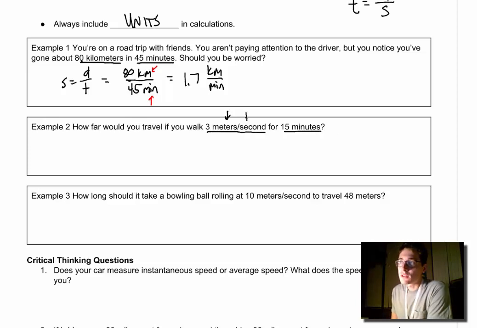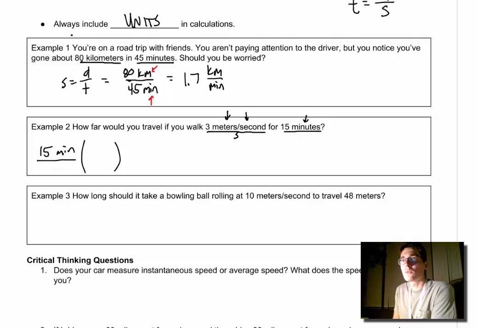Example number 2, how far would you travel if you walk 3 meters per second for 15 minutes? Here we've got 2 units, meters and seconds, distance and time, so this is a speed, in 15 minutes. The first thing we have to do here is we have minutes and seconds. I cannot compare those one to one, so we just need to convert 15 minutes into seconds. Remember, to do this, we assume this is over a 1. And in our conversion factor, I want to cancel minutes, and 1 minute is equal to 60 seconds. So we do 15 times 60, which gives us 900 seconds.